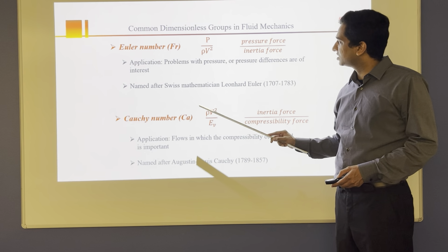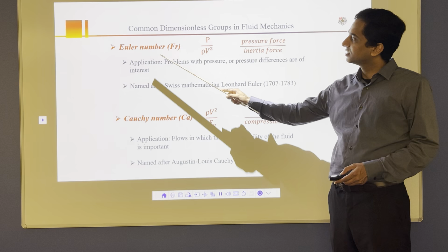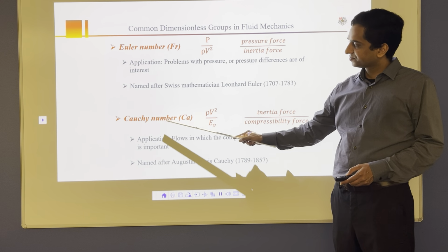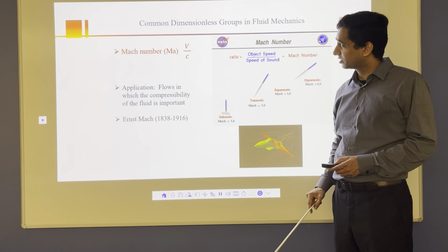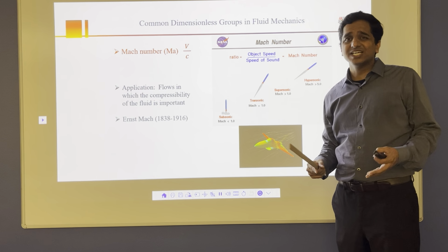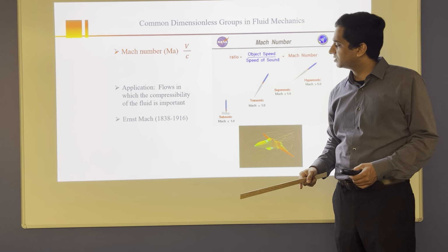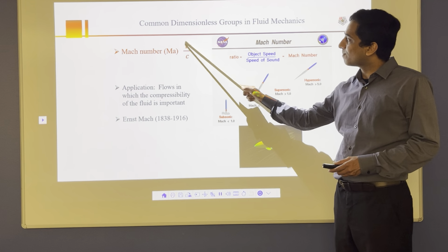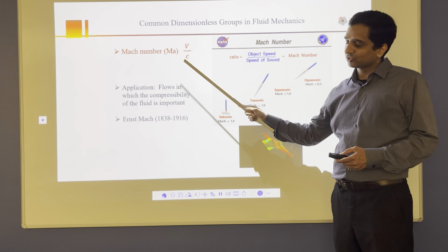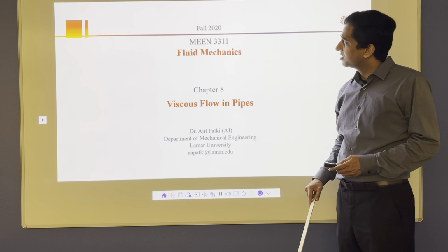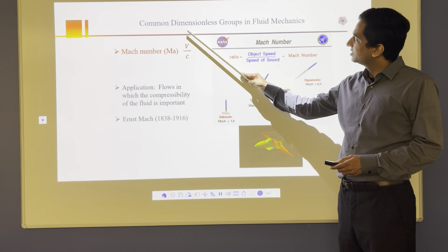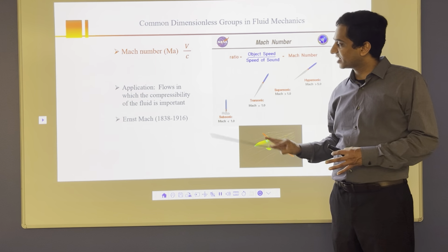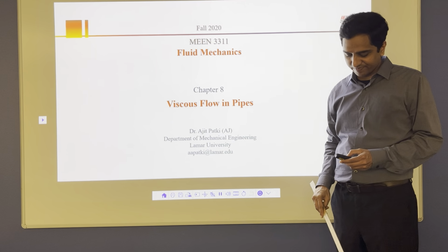Euler number, Cauchy number. If you're dealing with pressure difference, Euler number is important. If you're dealing with compressibility of the fluid, Cauchy number is important. And if you're dealing with very high speeds, greater than the speed of sound, in that case you will get the Mach number as one of your dimensionless terms, and that's pretty much it. So this is your common dimensionless group in fluid mechanics, and that's what we learn in chapter 7.